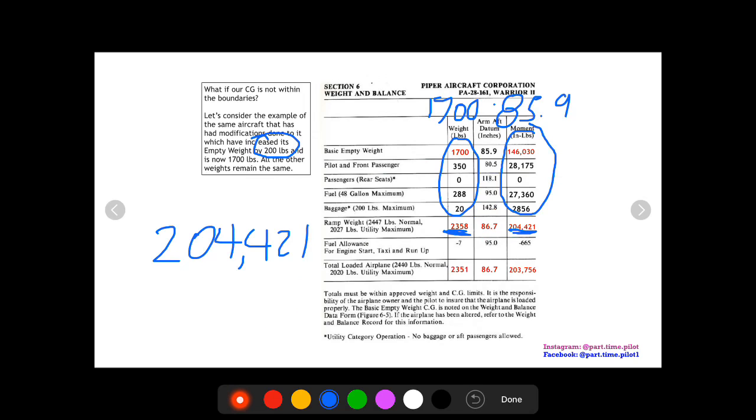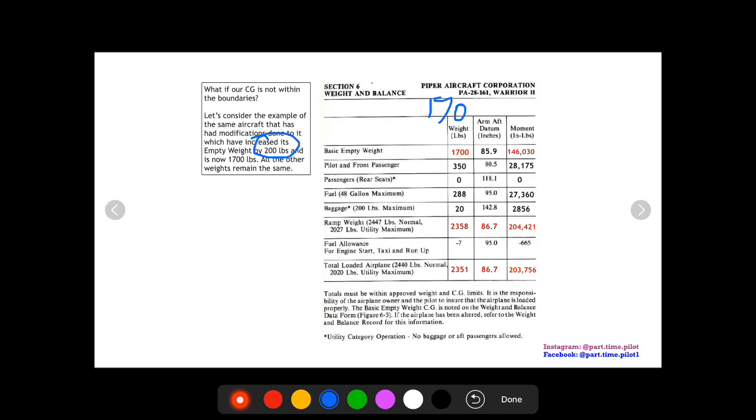86.7. And then once again, as before, we know that we took off 7 pounds for the fuel used during engine start, taxi, and run up. So we subtract 7 here, we get 2,351, and then we subtract the moment as well to get 203,756. Again, we divide 203,756 by the weight, 2,351, to get our CG of 86.7.